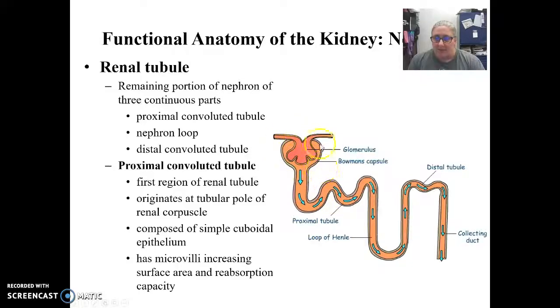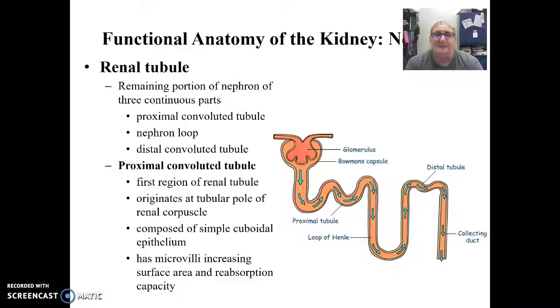So there's the glomerular capsule, Bowman's capsule, the renal corpuscle, whatever you want to call it. There's the glomerulus. This is where filtration occurs. All the filtrate moves into the renal tubule and becomes tubular fluid. So the renal tubule consists of the proximal convoluted tubule right here. The proximal convoluted tubule is not only the first part of the renal tubule, but it's also the area where the majority of reabsorption occurs.